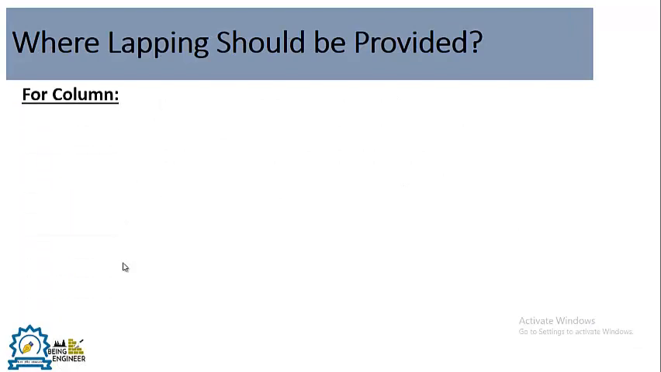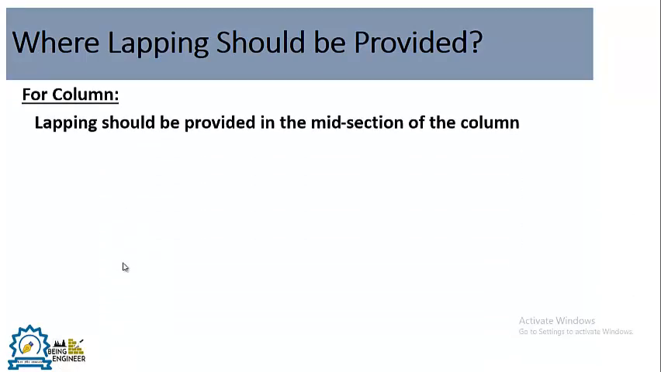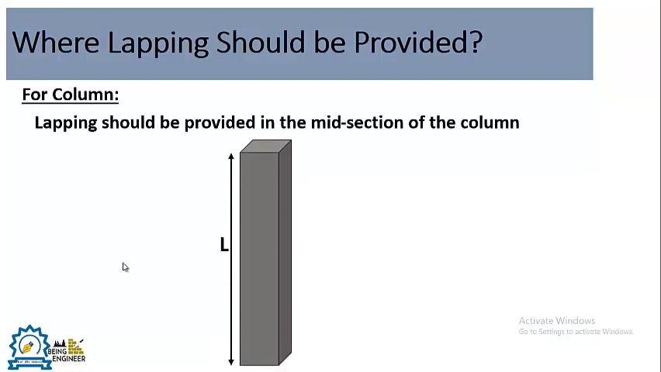Where should lapping be provided, or where are the lapping zones for a column? Lapping should be provided in the middle section of the column. Let's suppose we have a column of length L. In the case of a column, the tension zone is located at L/4 distance from both ends. So we should not provide any lapping in this portion.